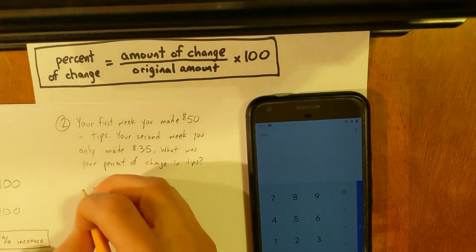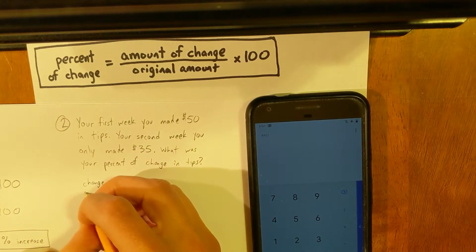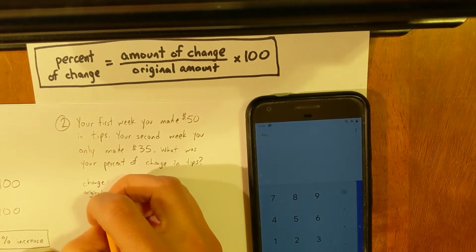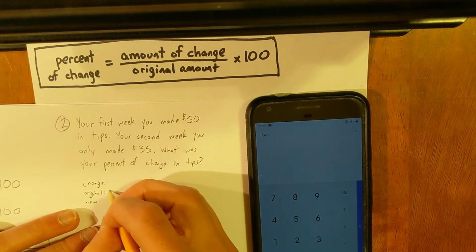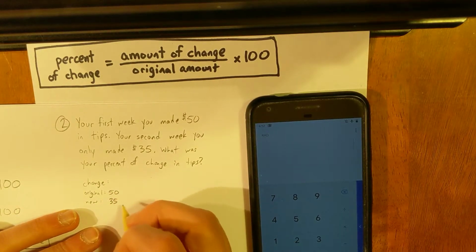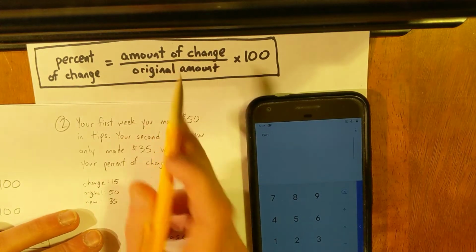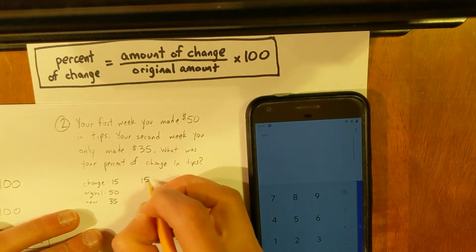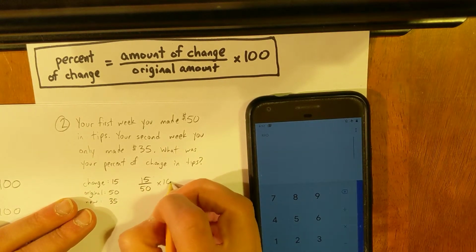So I might even write the word decrease down here on the bottom to remind myself of that. So we have to find the change. It's probably good to write down the original and new as well, seeing as how it is a word problem. So we start out with 50. We went down to 35. And the change between those, if we do the subtraction, is 15. So according to our formula, we're going to do the amount of change, which is 15, over the original, which is 50, and we'll multiply it by 100.